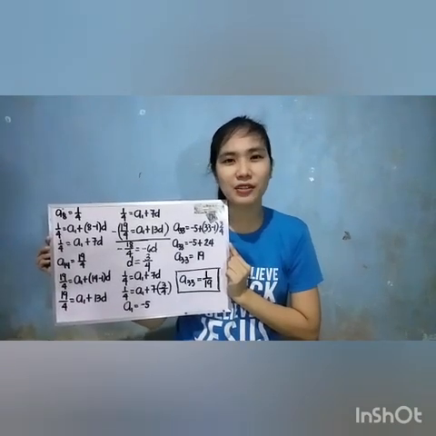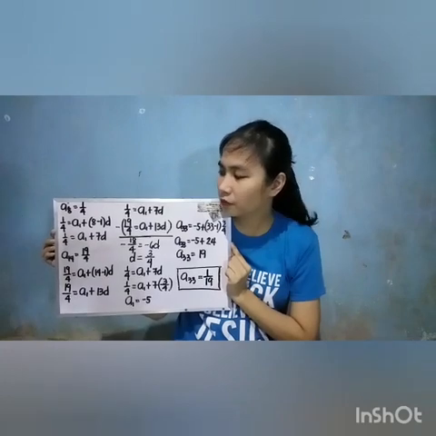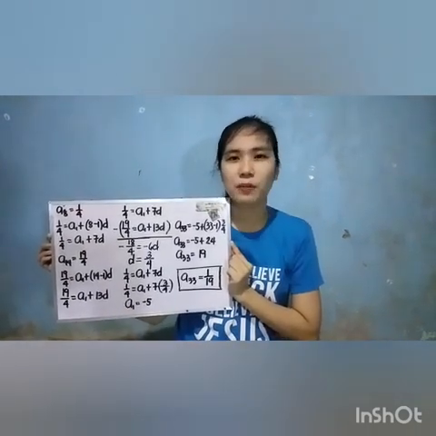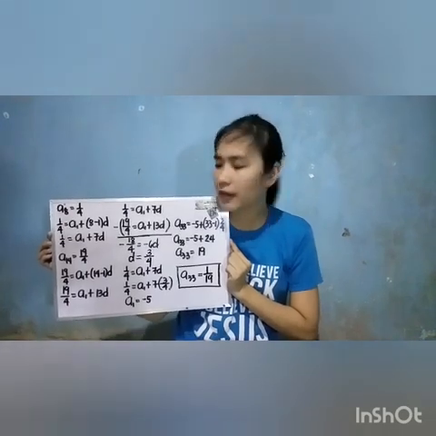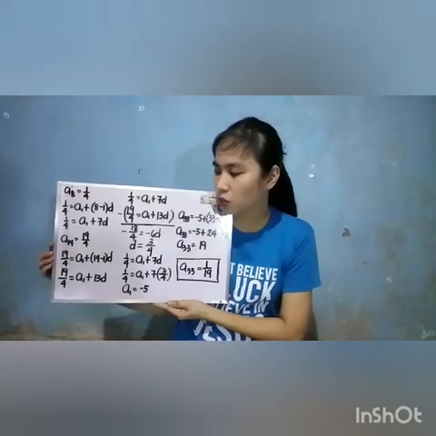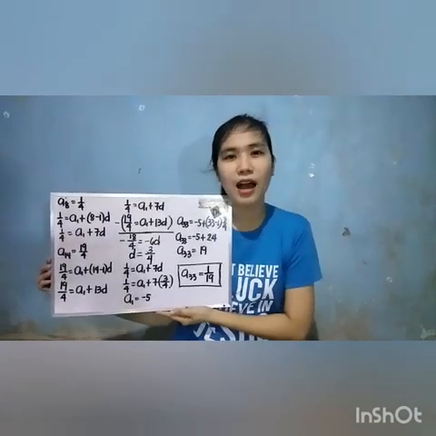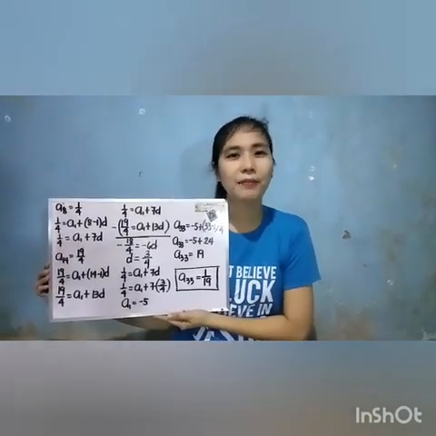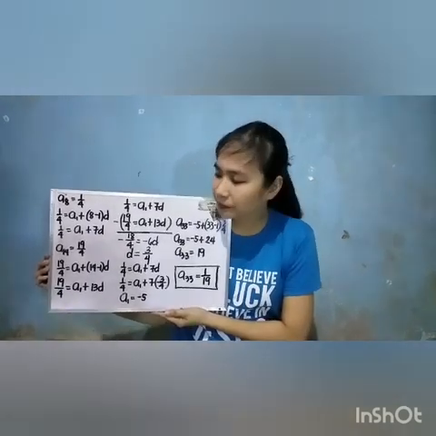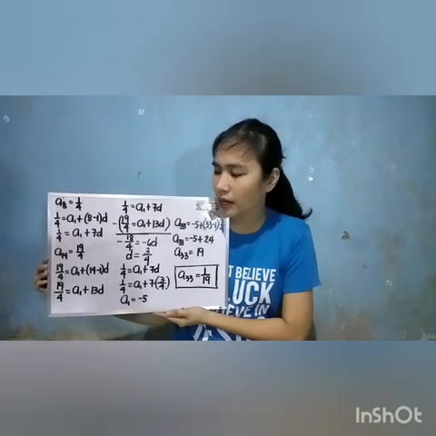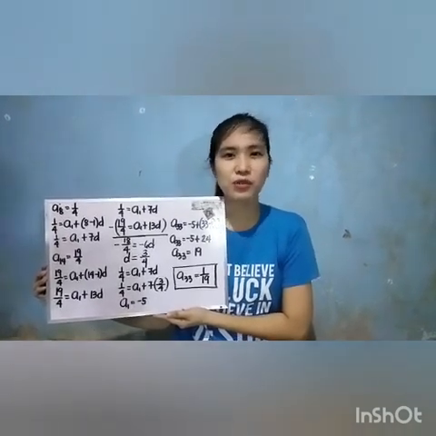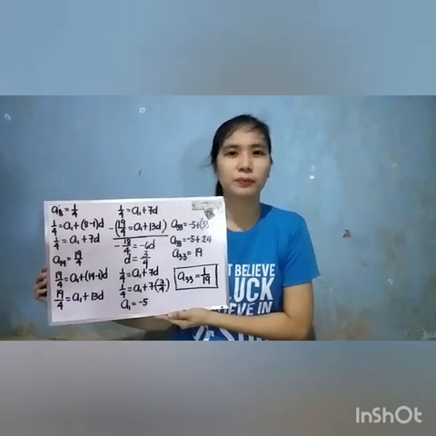Let us use the other given, a sub 14, which is equal to 19 over 4. By using again the same formula, we will have 19 over 4 is equal to a sub 1 plus our n becomes 14 minus 1 times d. Simplifying this, we'll get 19 over 4 is equal to a sub 1 plus 13d. And this one serves as the second equation.